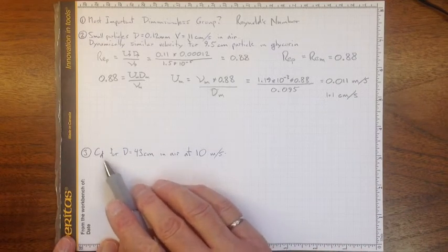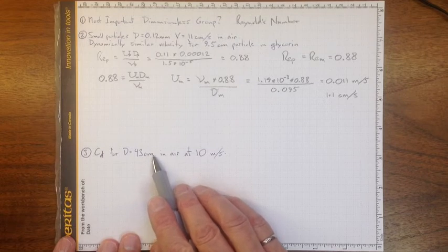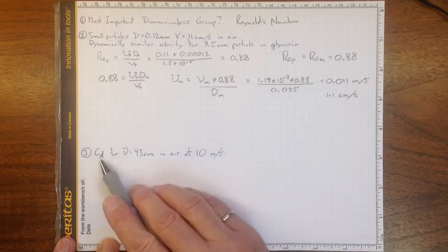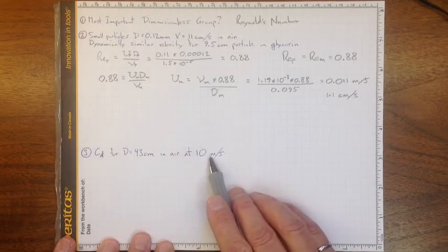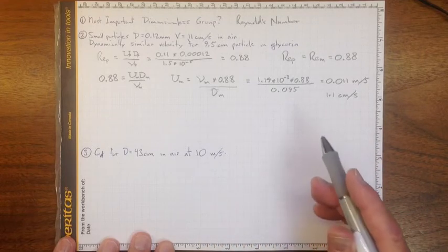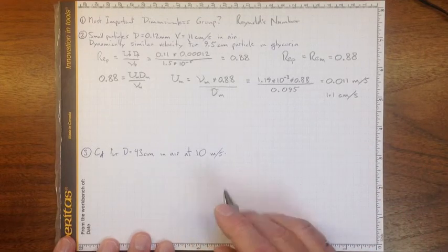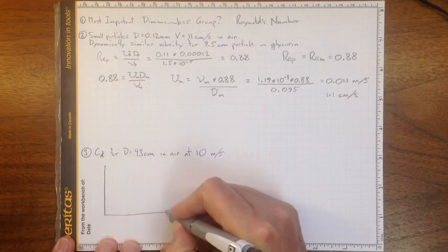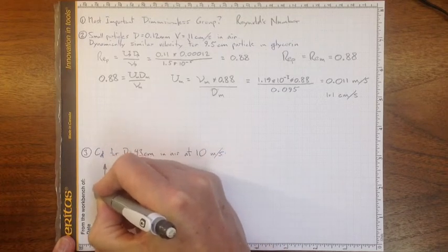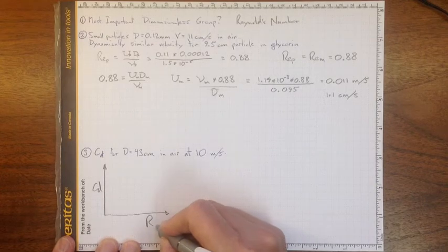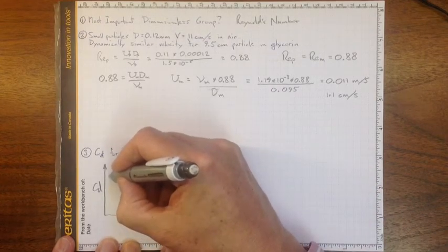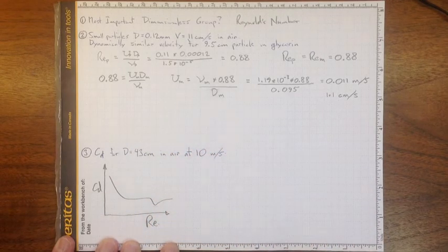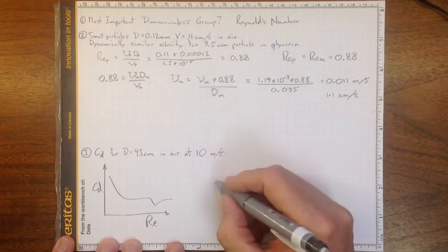Finally, question 3 asked, if we have a diameter of 43 centimeters for a sphere and it's moving in air at 10 meters per second, what is the drag coefficient? So once again, we need to know the Reynolds number, because if we know the Reynolds number for a smooth sphere, then we can look up the drag coefficient on a chart or in tables. So if we look at a plot of drag coefficient versus Reynolds number, and it's a logarithmic scale, it typically looks something like this for a smooth sphere. We need to know the Reynolds number.